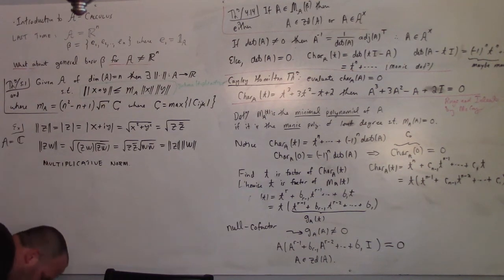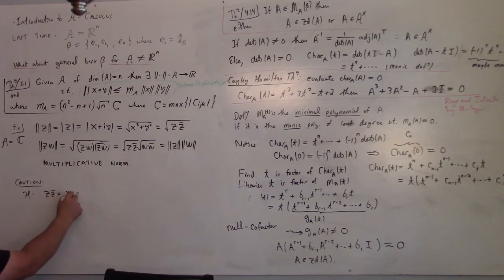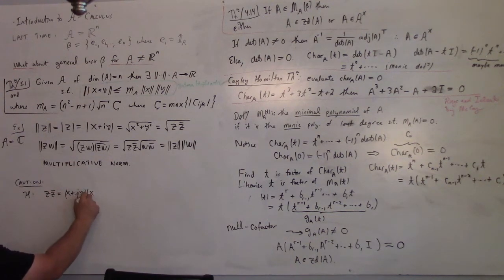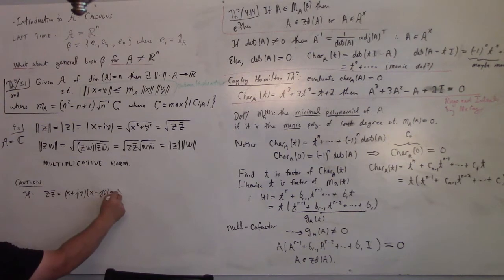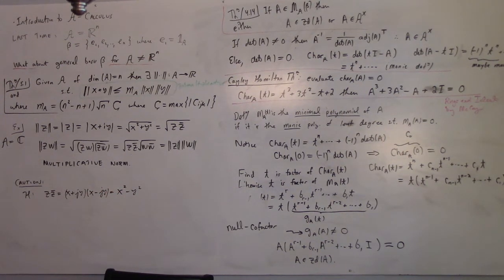Yeah. Okay. Right. Now, I should caution, and I've seen research papers be confused about this: the norm in H. Z bar, x plus jy, times x minus jy, equals x squared minus y squared. Right, that's what you were thinking about a minute ago. That's not a norm.